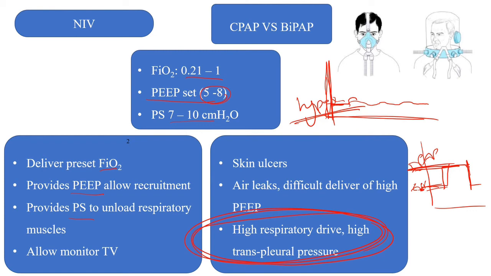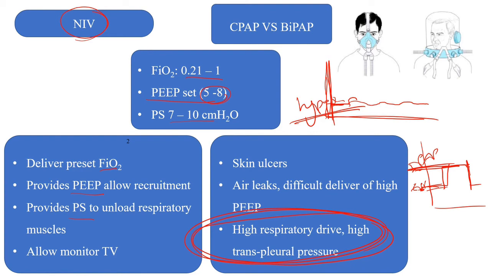A few slides ago, we discussed that the value of the neuromuscular blocking agents was to control the breathing and to avoid the large swings in the transpulmonary pressure that were the cause of the patient's self-inflicted lung injury. This cannot be done with non-invasive ventilation.